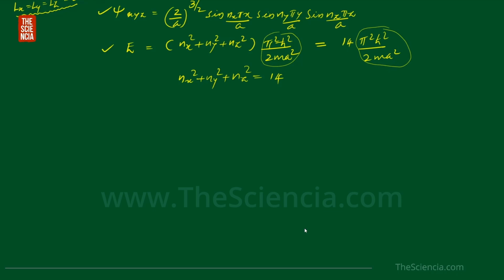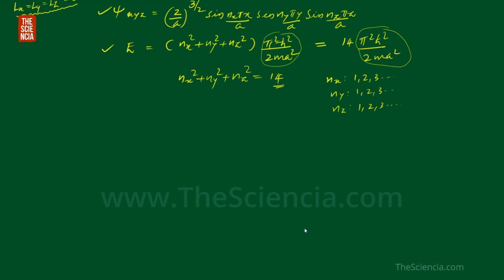Here we know these values. nx can have values 1, 2, 3, etc. And ny also can have values 1, 2, 3, etc. nz also can have values 1, 2, 3, etc. So we have to find out which combination of nx, ny and nz will give this value 14.